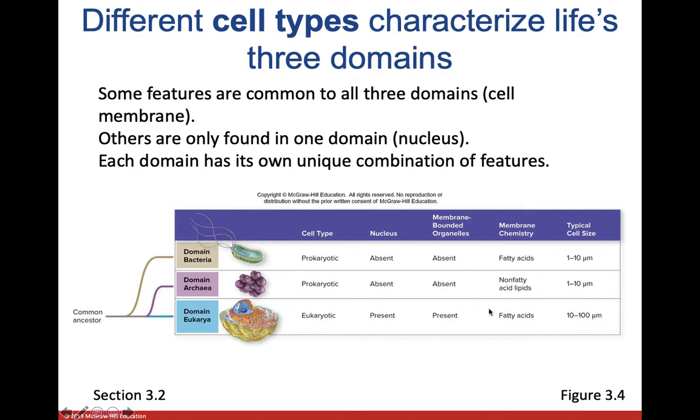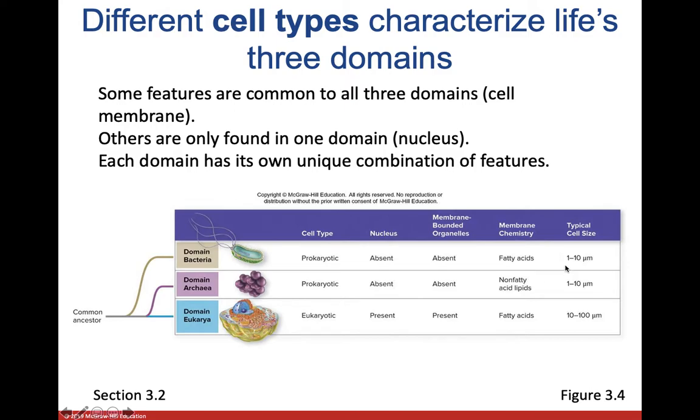The different types of cell membranes you can see here. Fatty acids, we'll talk about phospholipids and things like that. Non-fatty acid lipids, we'll talk about those maybe in a little bit. And our fatty acid phospholipids again. So our bacteria and our eukarya have very similar membranes, whereas our domain archaea does not. And we might get into some of the differences between that in a little bit.